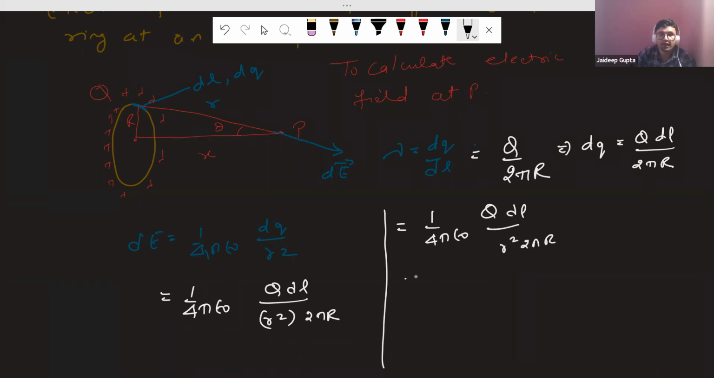Now the total electric field. If I assume, due to the symmetry, the same element here, the electric field will be in this direction, making an angle theta due to the symmetry. So there are two components, each making angle theta. Okay, Iram, now resolve it.